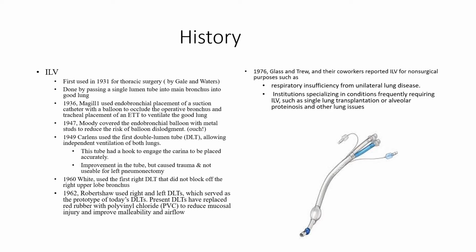In 1976, Glass and True and their co-workers reported independent lung ventilation for non-surgical purposes such as respiratory insufficiency from unilateral lung disease. So institutions specializing in conditions frequently requiring ILV, such as single lung transplantation or alveolar proteinosis and other lung issues.